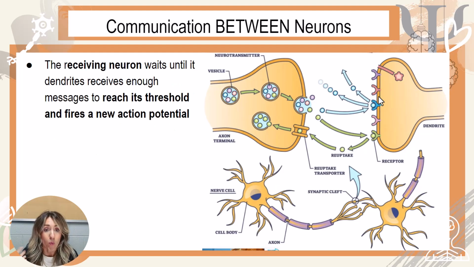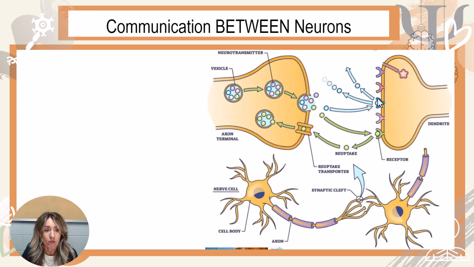Okay, so while this is happening, the receiving neuron, all of these little neurotransmitters are getting locked in. This receiving neuron is like listening, right? And the idea is that once enough of the neurotransmitters have locked in, a threshold will be reached and the signal will continue.